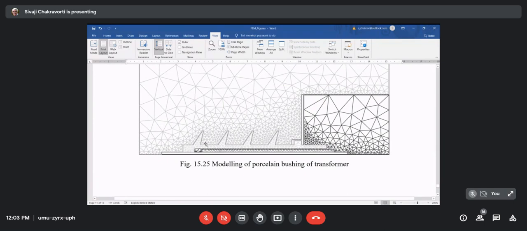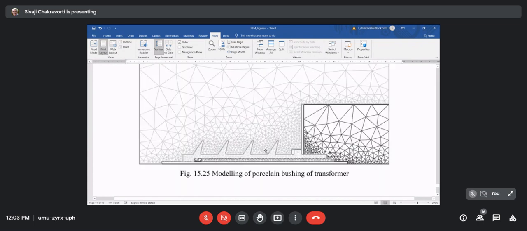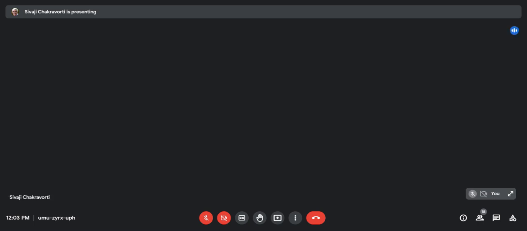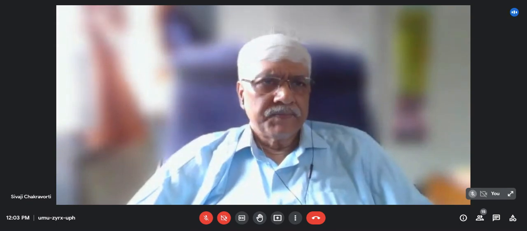And I told you that there is a gap between the porcelain housing and the paper where we have oil. And this is that small gap you can see here. And this is the tank, the rectangular type. Inside we have oil, and outside the porcelain we have air. So we have subdivided the entire thing here, and this is how we solve this problem. So this gives you some idea about this.